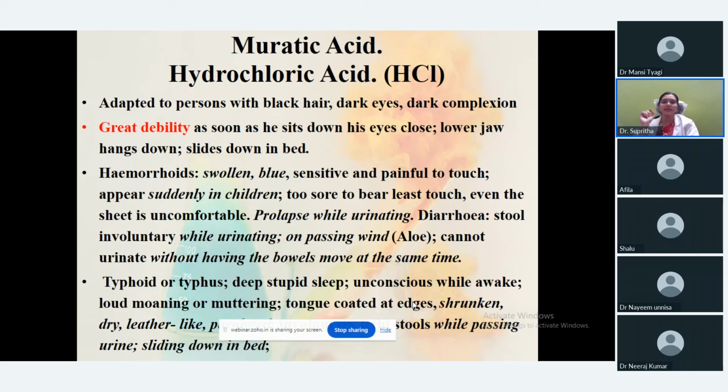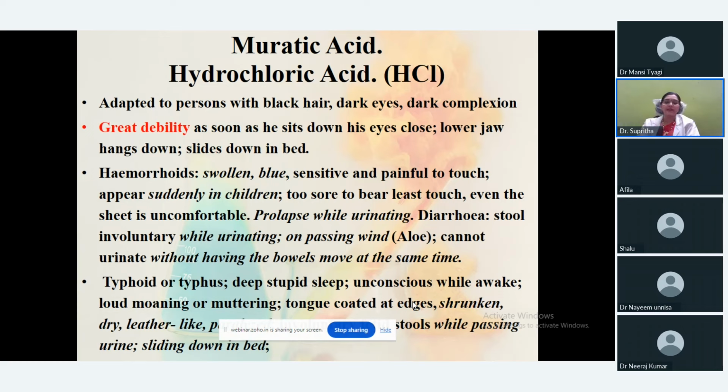Muriatic acid is mainly indicated for hemorrhoids where the hemorrhoids are swollen, blue, sensitive, and painful to touch. They appear suddenly in children, too sore to bear the least touch. Aggravation from least touch, and even the bed sheet or plain cloth cannot be borne by the child. There is prolapse while urinating. The stool diarrhea is involuntary while urinating and on passing wind. You can compare with Aloe socotrina. They cannot urinate without having the bowels at the same time, so when they urinate they are simultaneously passing stools.